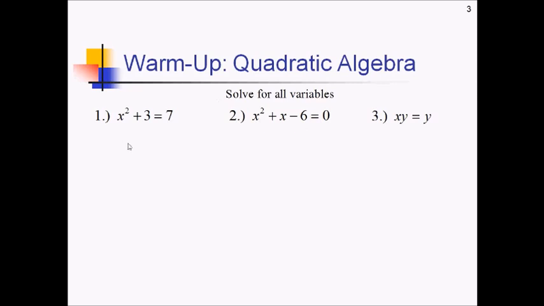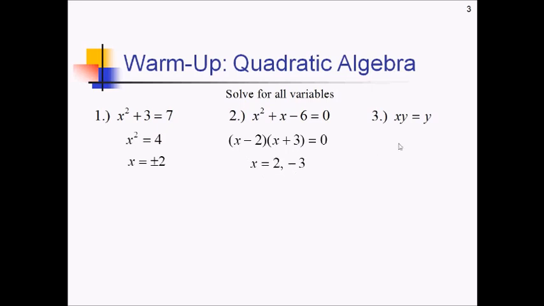Let's see what we came up with now. First one, we have to subtract the 3. And we can square root both sides. That'll give us x equals plus or minus 2. Don't forget the plus or minus when square rooting. Over here, number 2, we have to factor. So we can break this into x minus 2, x plus 3. Negative 2 times 3 is negative 6. You add them together, that's positive 1. So we get x equals positive 2 and negative 3.